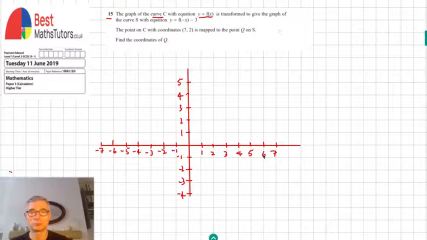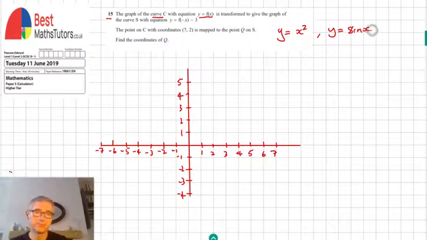There are lots of different functions we could have. An example could be y is equal to x squared. So x squared is a function of x. Or, if you are used to using trig graphs, it could be y equals sine x, for example. Or even y equals x cubed. All these are functions of x, so y is a function of x.